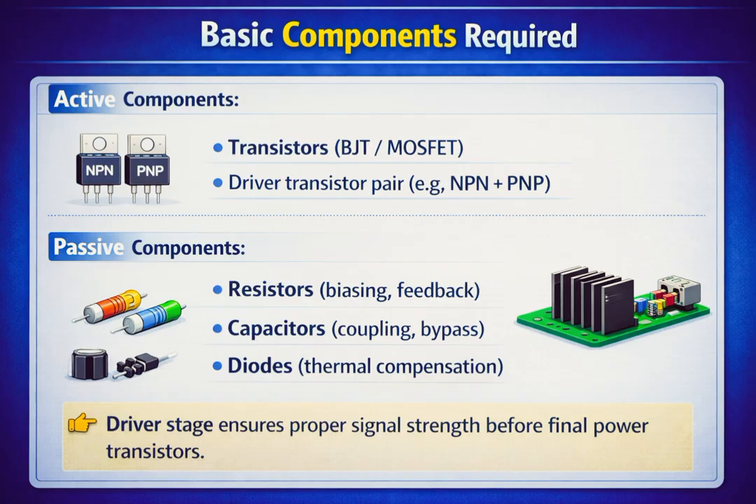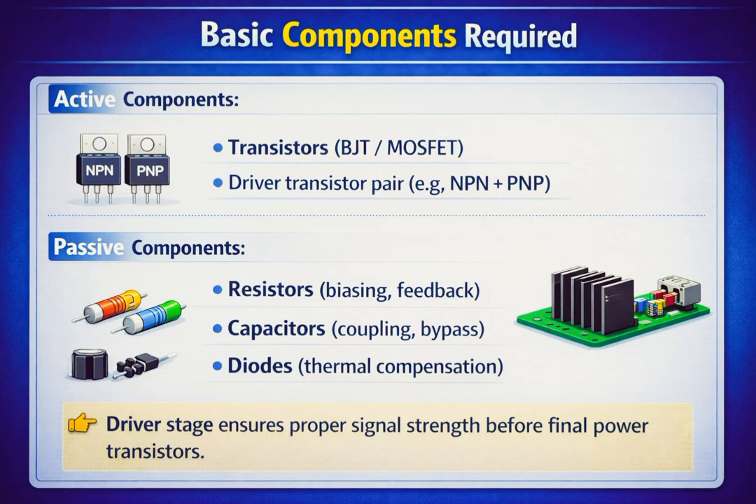First are the active components. These include transistors, such as BJT or MOSFET. A driver transistor pair, typically an NPN and PNP transistor. These components perform the amplification process. Next are the passive components. These include resistors for biasing and feedback control, capacitors for coupling and bypassing signals, diodes used for thermal compensation.